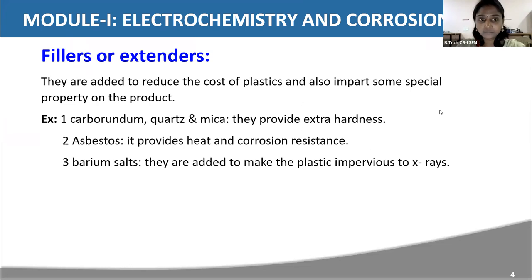So what is the use of carborundum? Anyone? Carborundum means it is a various abrasive material, especially consisting of silicon carbide.